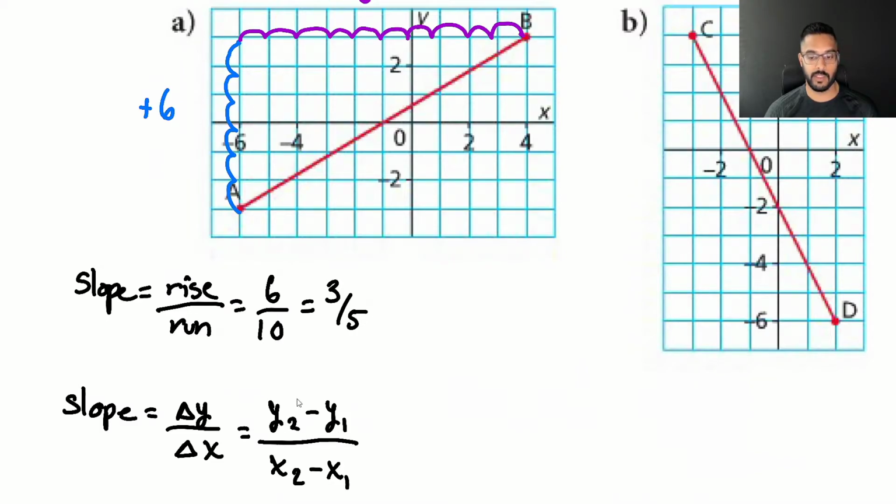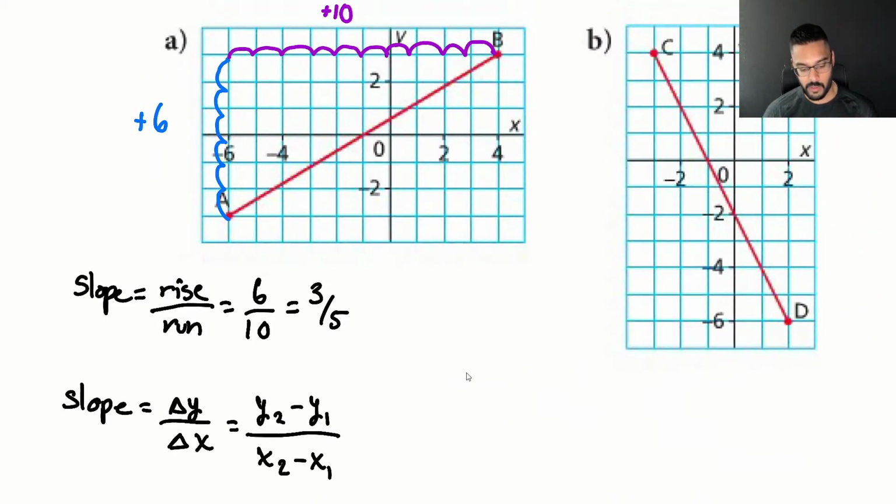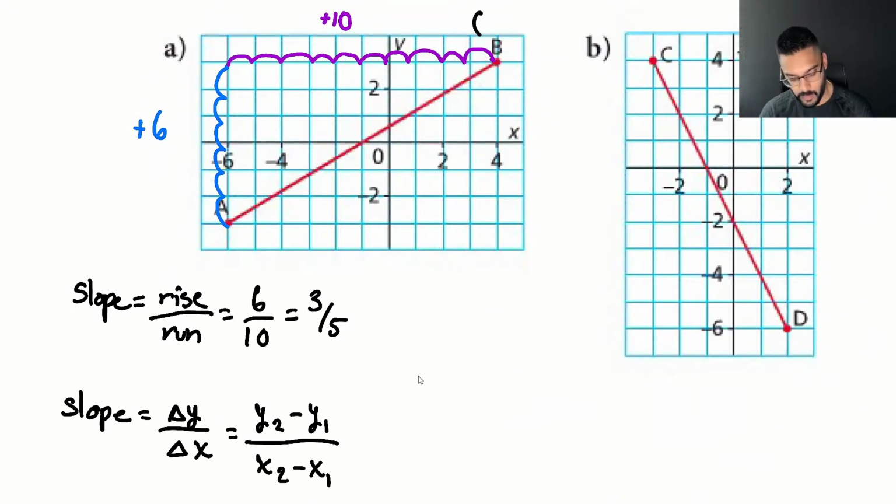So if I start by using point B as y2, x2 also has to be the x coordinate of point B. I can't mix and match partway through. So I need the coordinates first. So point B has coordinates of 4, 3 it looks like. So 4 comma 3. And for A, that'll be negative 5, negative 3.